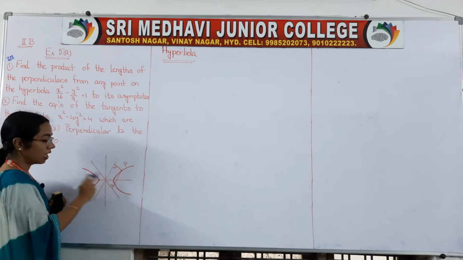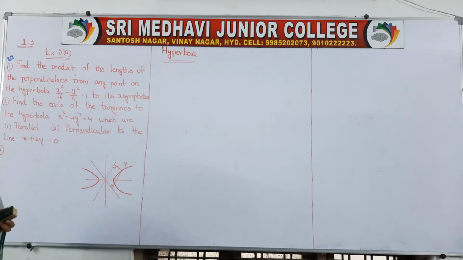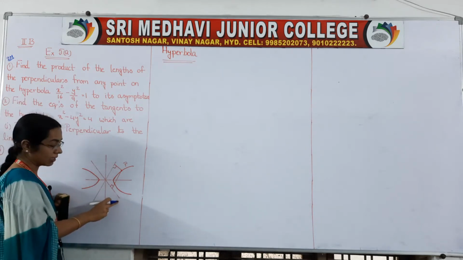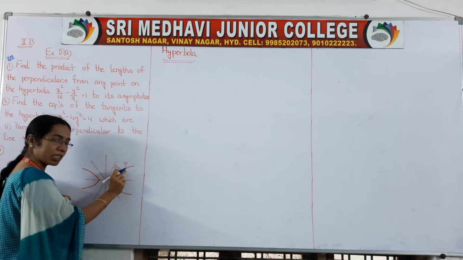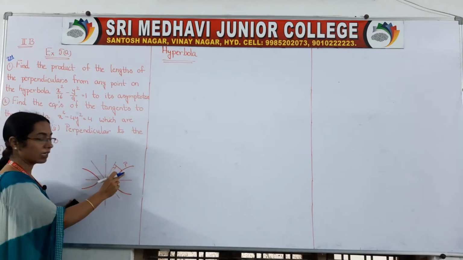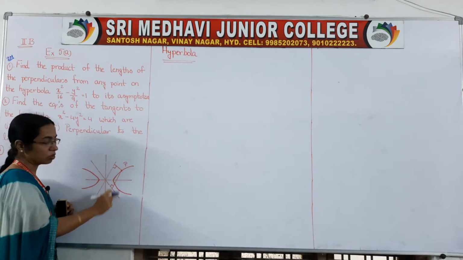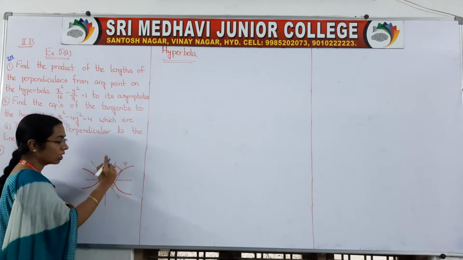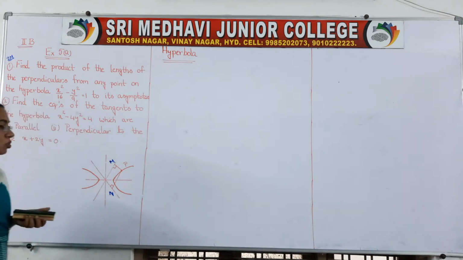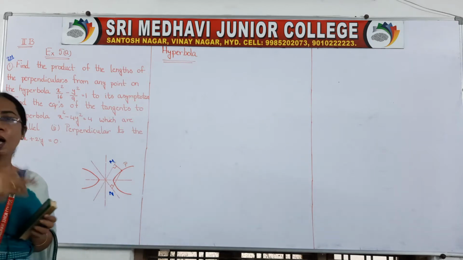See, this is your hyperbola, standard hyperbola curve equation, and these two are called the asymptotes. This is one asymptote, this is another asymptote. So from the point on the hyperbola, if we take the perpendicular distances to two asymptotes, P is a point on the hyperbola. So the length of the perpendicular PM, this is PN. PM, PN are the perpendiculars from the point to the asymptotes.